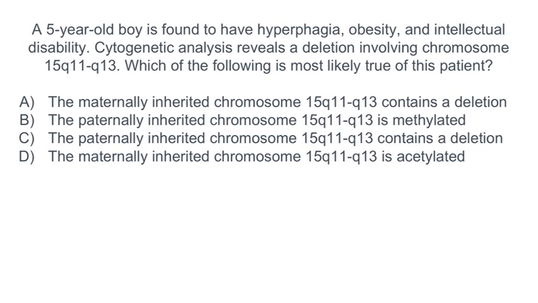Hopefully from the question stem, you notice that this boy's presentation is consistent with Prader-Willi syndrome. We can deduce this because he has hyperphagia, obesity, intellectual disability, and a deletion involving chromosome 15q11 to q13. The correct answer is C. The paternally inherited chromosome 15q11 to q13 contains a deletion.